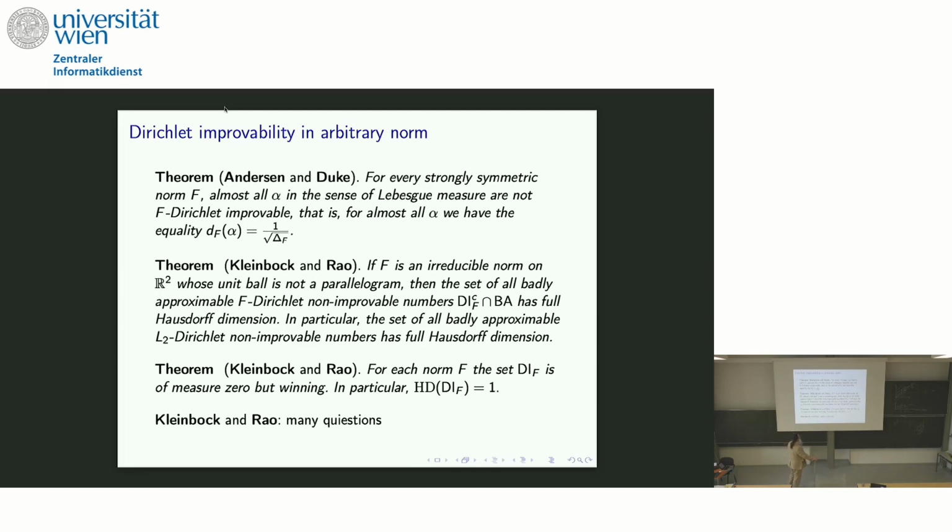However, Kleinbock and Rao observed something strange. This is an extended formulation; I do not read it now. There is something called an irreducible norm. This definition comes from Mahler. Roughly speaking, a norm is irreducible if we can consider a ball. This is irreducibility.